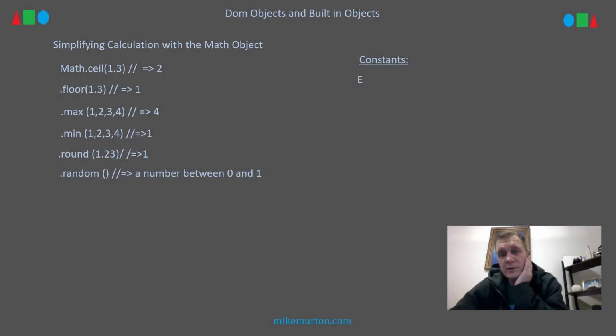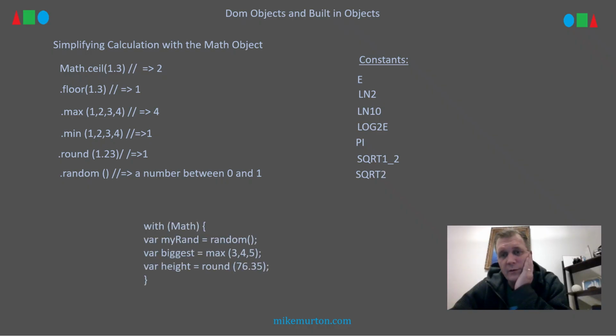The math object also has constants, such as the natural number, the natural log of 2, the natural log of 10, log base 2 of the natural number, pi, the square root of 1 over the square root of 2, and the square root of 2.